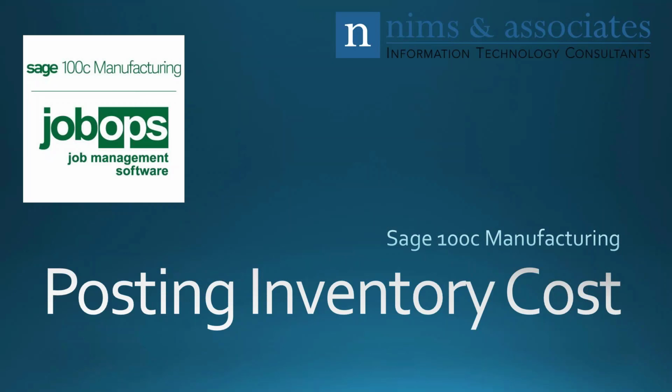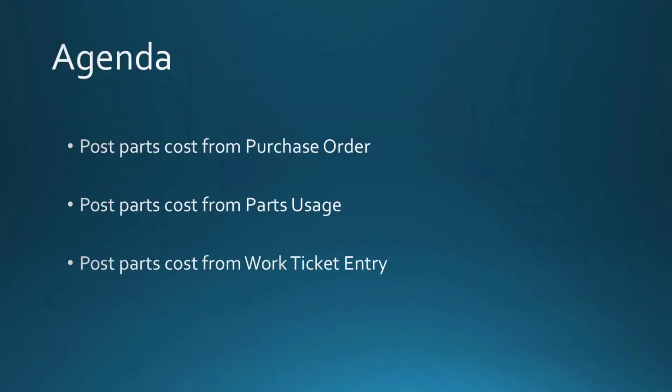I'm going to talk about a pretty simple process in Sage 100C manufacturing or JobOps, and that is how to post inventory costs to a work ticket. There's three ways to post inventory costs to a work ticket in JobOps. One is to post the cost directly from purchase order. Another way is to post the costs from parts usage entry in the JobOps module. And the third way is to post the cost directly from work ticket entry. And I'm going to show you each of these.